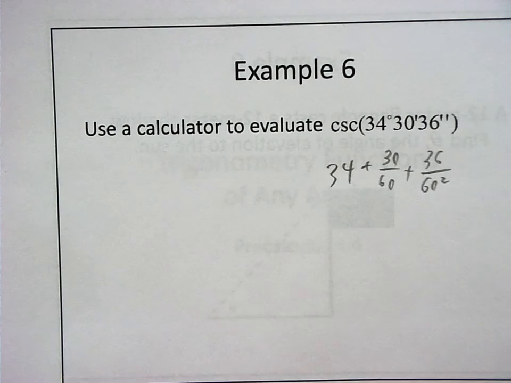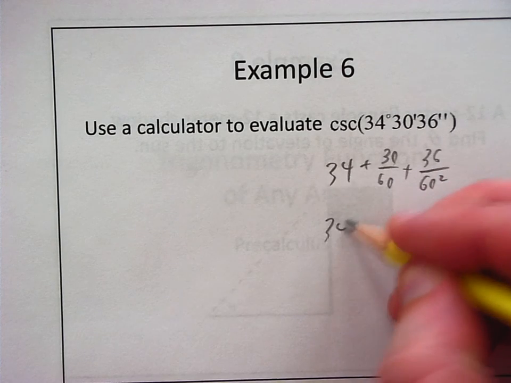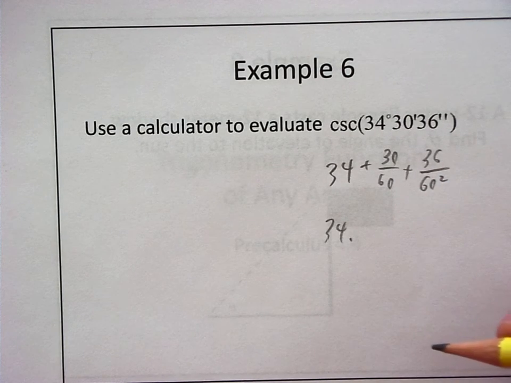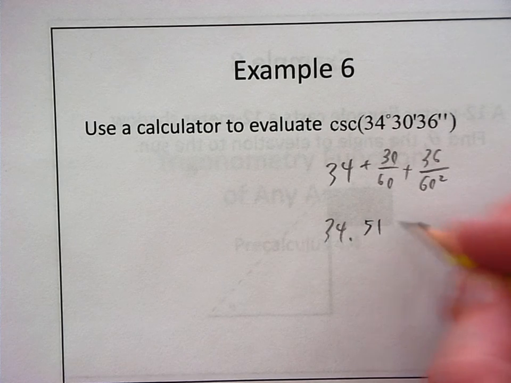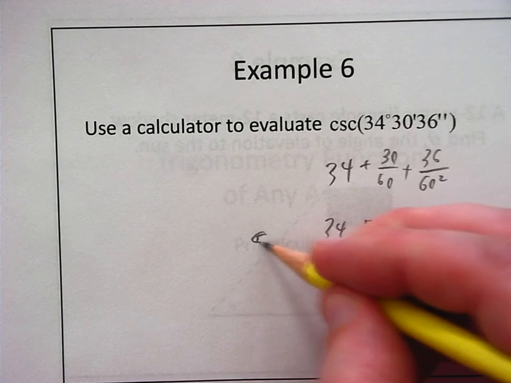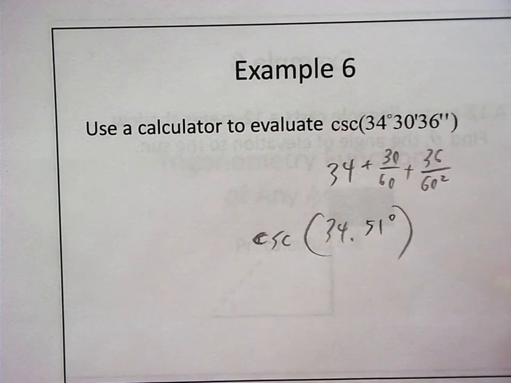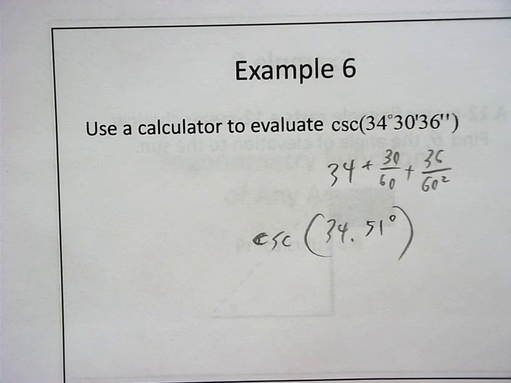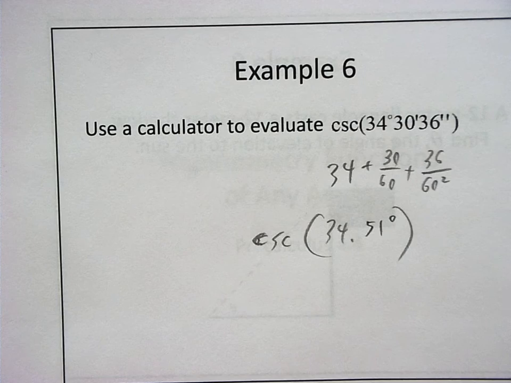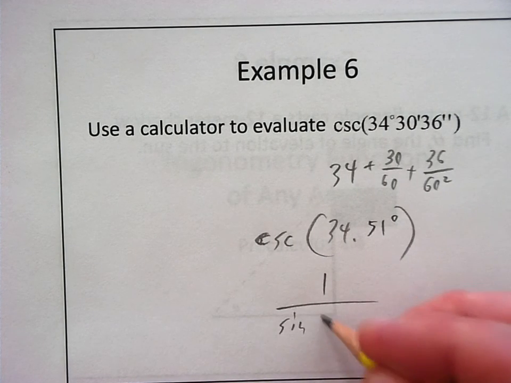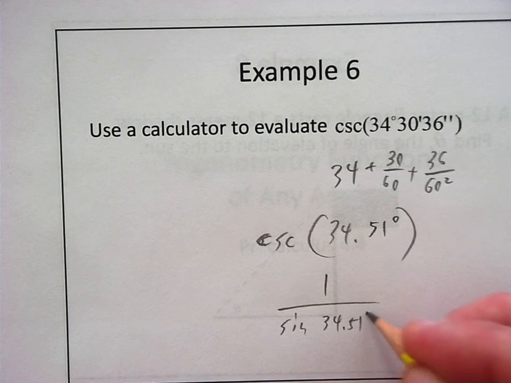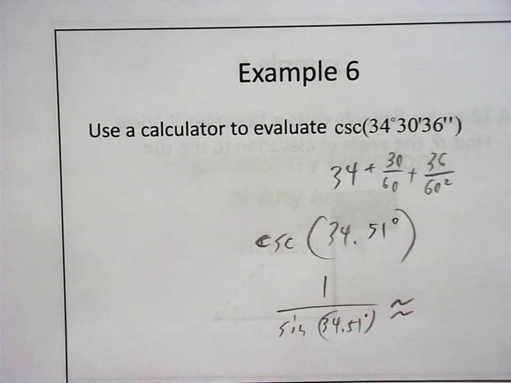Anyway, for this, anybody get the decimal yet? 34.51. Yeah, 34.51 degrees. And if I want to do cosecant of that, what do I do? 1 over what? 1 over sine of that angle. Punch that into a calculator. What do you get?